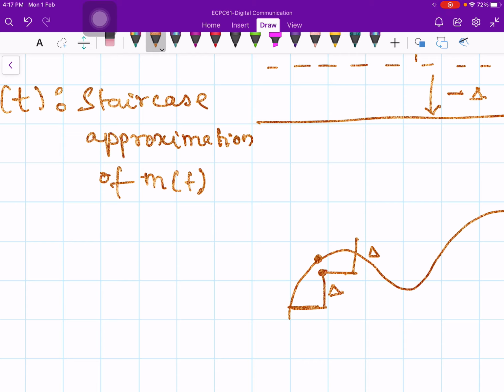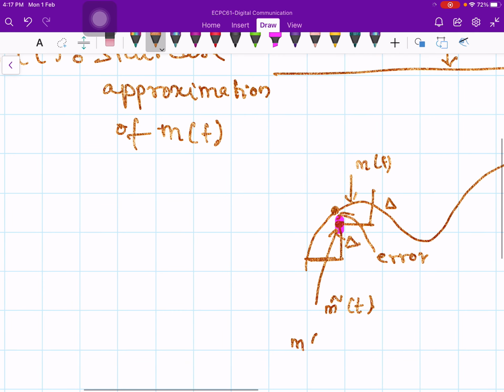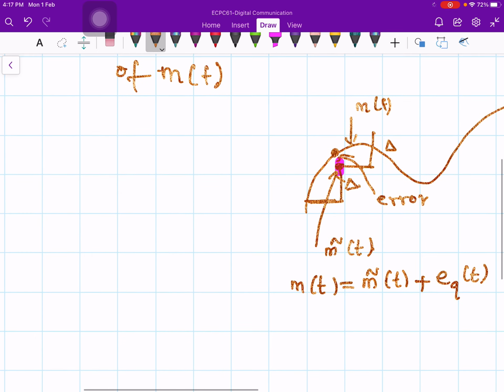So therefore you have m of t, and this one is error, but the actual transmitted value would be this one. This is the actual one, which is what you are transmitting. So that we denote by m tilde of t, staircase approximation. Therefore your m of t is equal to m tilde of t plus that error, let me denote e suffix q of t. Here in this case it is e suffix q of t.